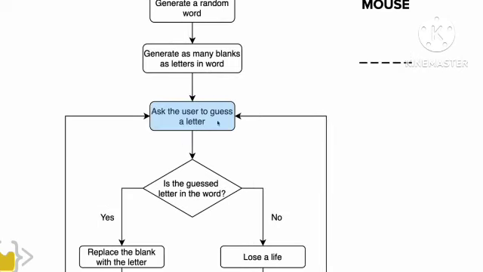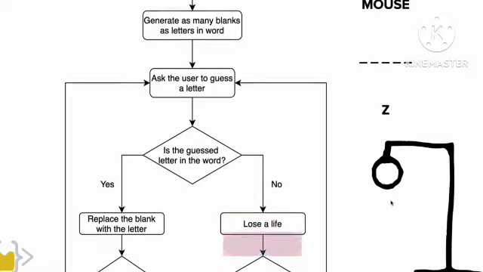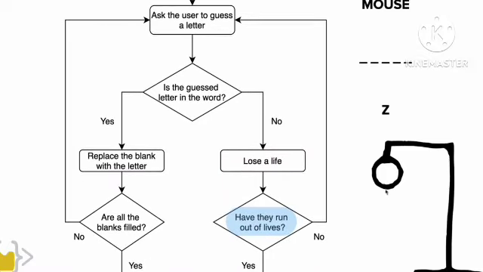Now, if we go back to the part where we asked the user to guess a letter, and they guessed a letter, say the letter Z, which doesn't actually exist in this word mouse, well, then in this case, we go down this right path to answer no, and the user loses a life, which means we start drawing out our hangman figure. Now, depending on whether they have run out of lives, if the hangman has been drawn completely, then they would go down this path, but at the moment they've only lost one life and this figure is not complete, so the answer is no. And that means we go back to the beginning and we get them to guess the next letter.